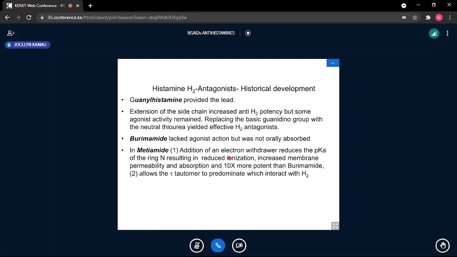Let us look at the historical development. The H2 blockers will start with histamine, because that is the endogenous compound that causes the release or triggers the secretion of hydrochloric acid. So you want to start your development from there. You do structural modification on the histamine to see whether you can get a molecule that will block that activity of histamine. And indeed, it started with guanyl histamine. Remember, it started with guanyl histamine, and guanyl histamine provided the lead. Extension of the side chain.